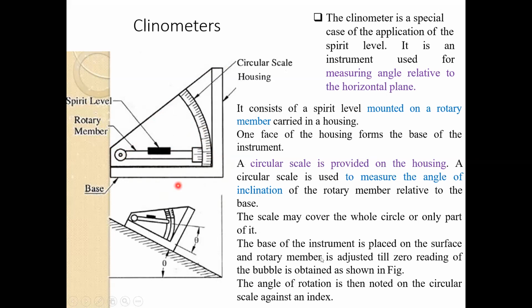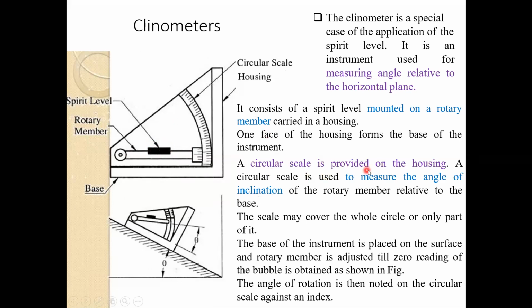This is the spirit level mounted on a rotary member. This is the rotating bar, and on this rotating bar the spirit level is simply mounted. When the rotating member rotates, the spirit level also rotates along with it, and the bubble position will vary. In this case, we are always trying to set the spirit level at the zero condition.